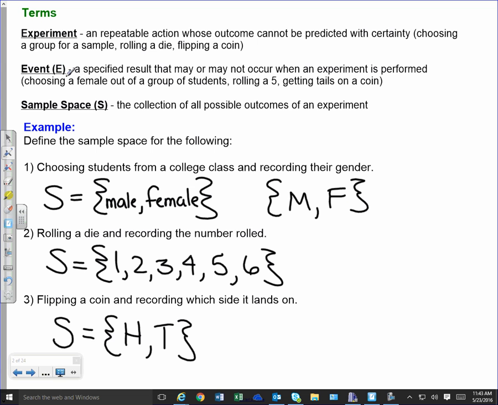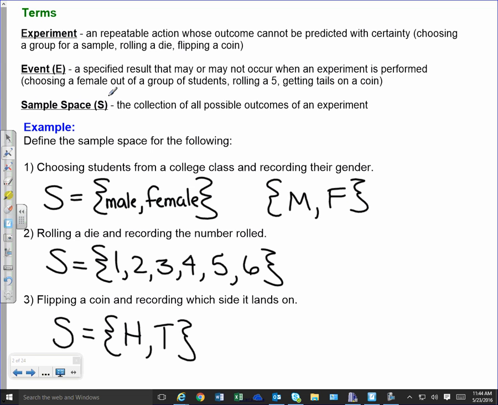An event, which we represent with E, is a specified result that may or may not occur when an experiment is performed. So choosing a female out of a group of students, okay? So maybe you want to see what is the probability that I will choose a female when I'm choosing a group for a sample, okay? Or what's the chance I will roll a die and get a 5? Or flip a coin and get tails. Okay, so that's the event we're interested in.